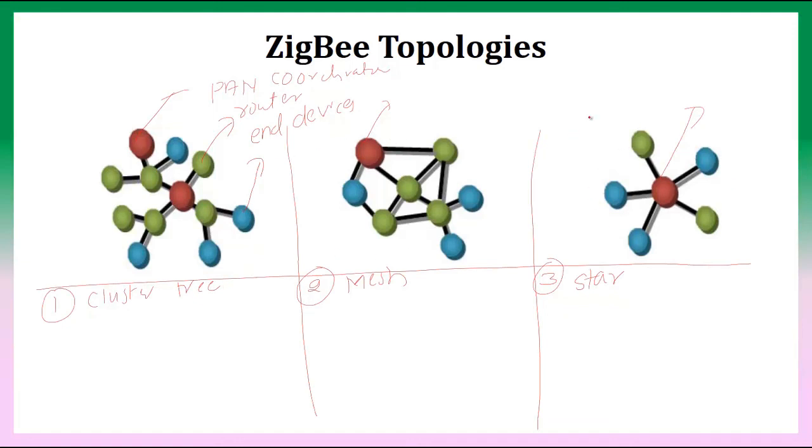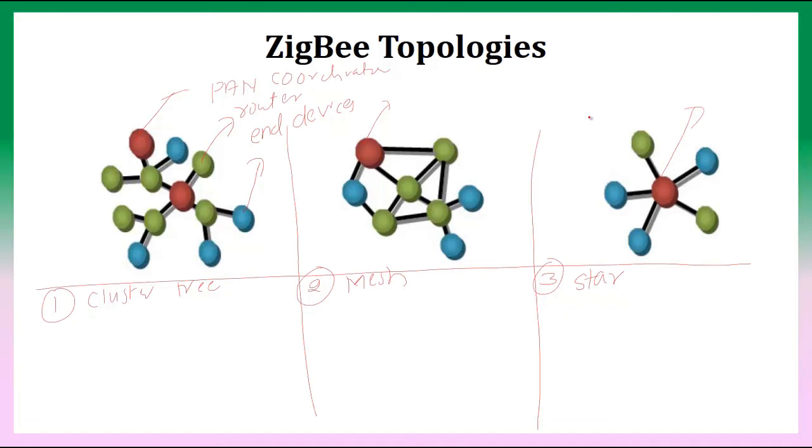All right, so we have already seen these different topologies associated with your ZigBee. In general, if I need to talk in short about star, cluster, or mesh, I would say the star topology consists of one coordinator and any number of end devices.